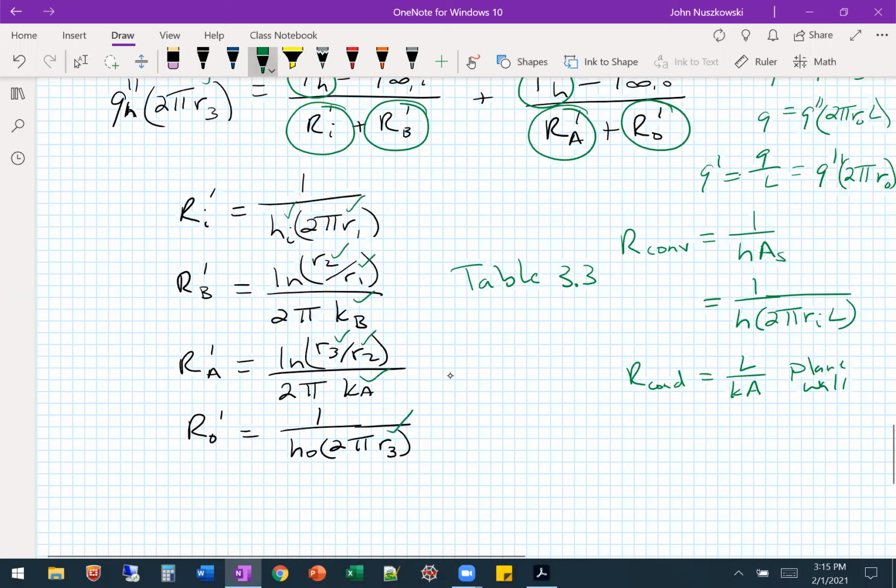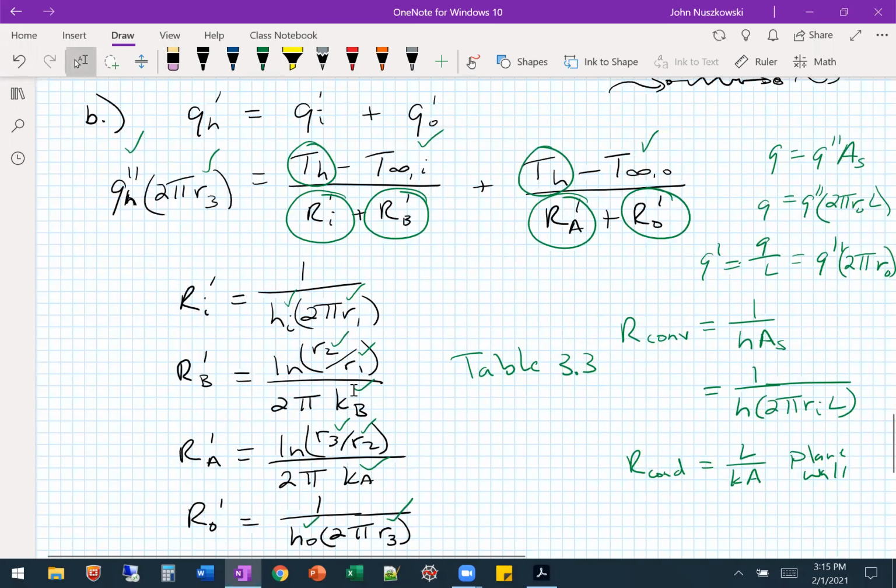So that's given. Now if we put all these equations and our resistances together, the only unknown is the temperature of the heater. Any questions?